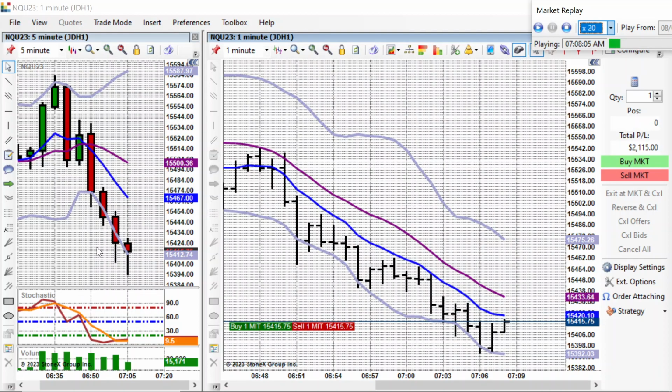And we're seeing these wicks down below the Bollinger Band here. So this tells me that this downtrend is ripe for a pullback to the 80 MA line, the line that I have a problem pronouncing.